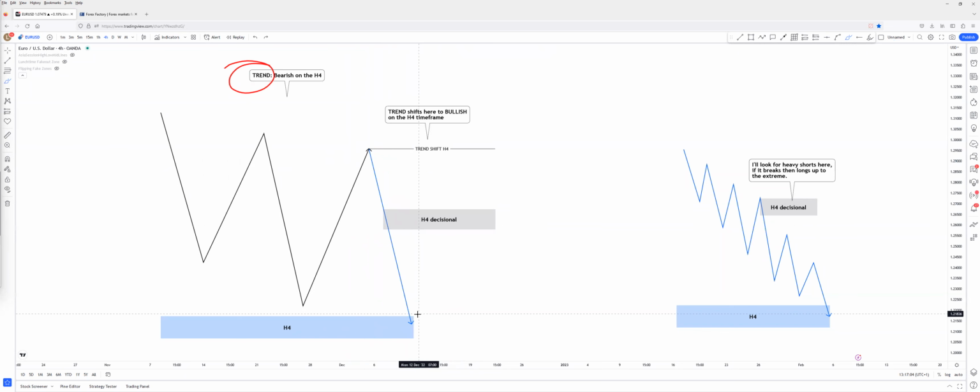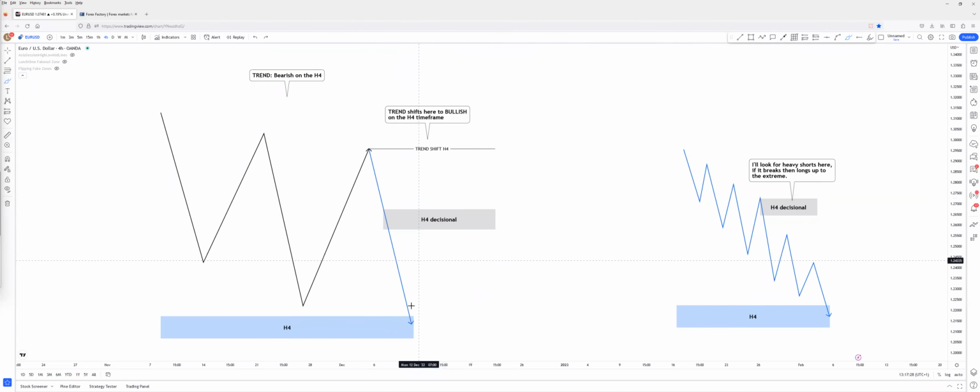Just because the 4-hour changes the less recent decisional area, takes out the less recent 4-hour decisional area, that won't change the overall higher time frame trend. That won't change the trend, right? So the trend is still being determined by the 4-hour chart. Just because price breaks above the decisional area right here, it won't change the trend. The trend will still remain bearish.